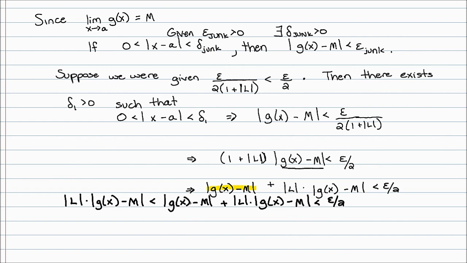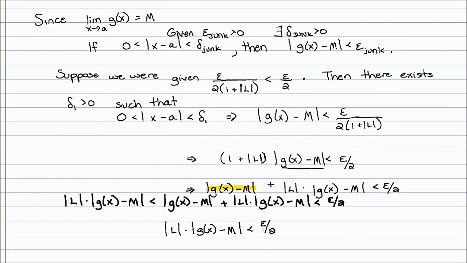So it's like saying you have 3 is less than 3 plus some extra little bit, which is actually always true, right? So the piece I want you to steal away from this is the following. This implies that the leftmost piece, the absolute value of L times the absolute value of g of x minus m, definitely has to be less than the rightmost piece, which is epsilon over 2. That's what I want us to steal away from this. So we've just shown we can find a delta so that the absolute value of L times the distance between g and m is less than epsilon over 2.